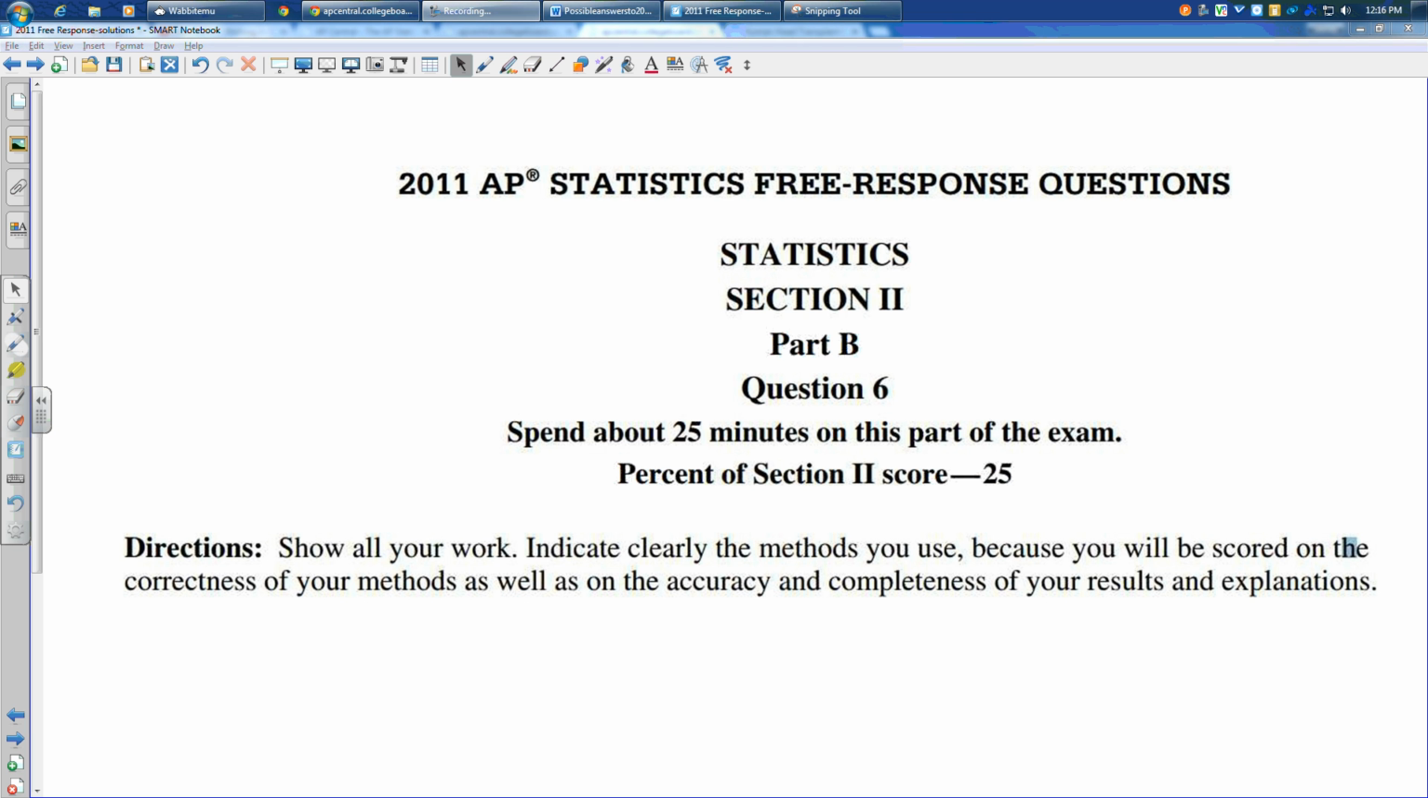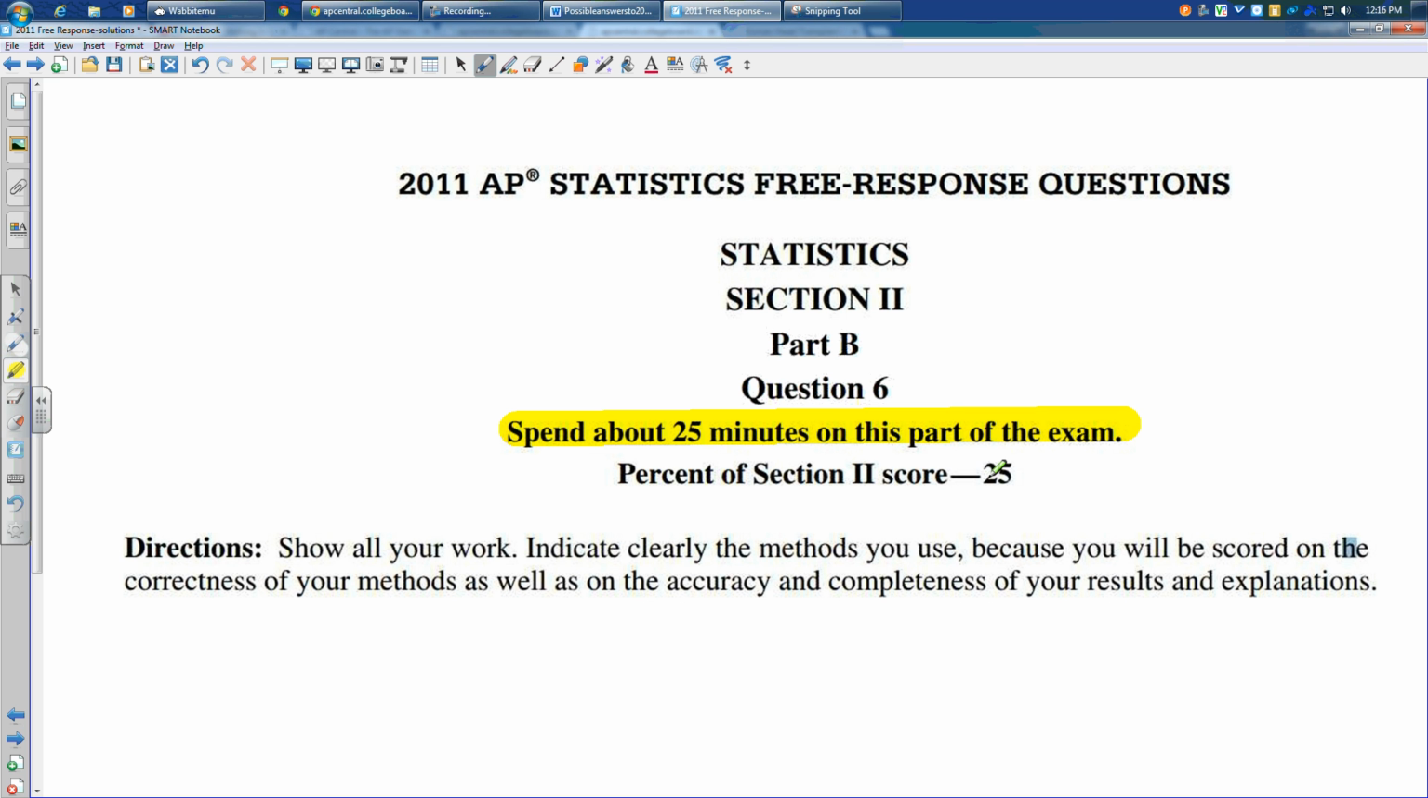Now let's look at question 6, and before I get to the actual question, there's a couple of things to note. First, this part says spend about 25 minutes on this part of the exam. Now the free response portion of the test covers 90 minutes. You can allot those 90 minutes however you want, but the College Board recommends that you spend 25 minutes on this last question and the remaining time on questions 1 through 5.